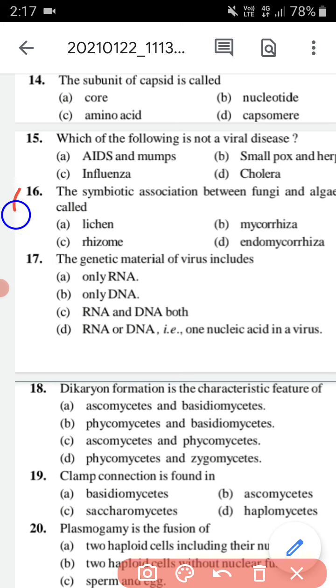Now we move to question number 16. Question number 16 is, the symbiotic association between fungi and algae is called. So it is normally known as lichen. Okay, guys.